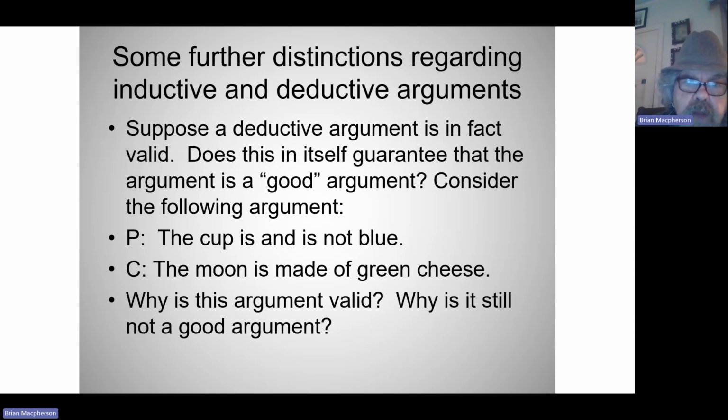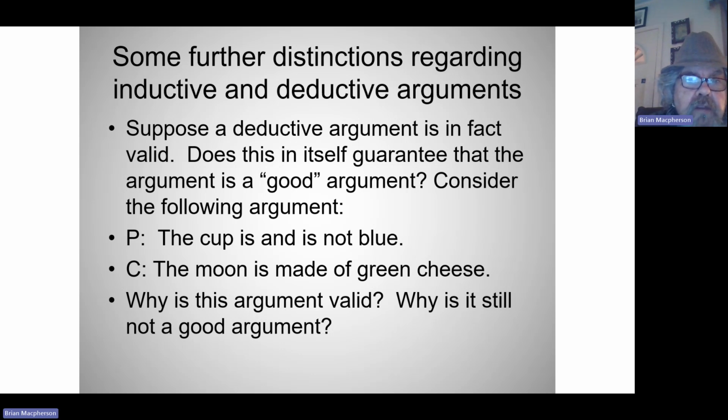So you can see that the premise has no content relation to the conclusion. It's not even vaguely relevant to the conclusion. And moreover, the first premise is absurd because it's a contradiction. However, for an argument to be valid, it's impossible for the premises to be true and the conclusion false. Because the premise cannot be true, it's impossible for it to be true and the conclusion false. So this argument then is valid.